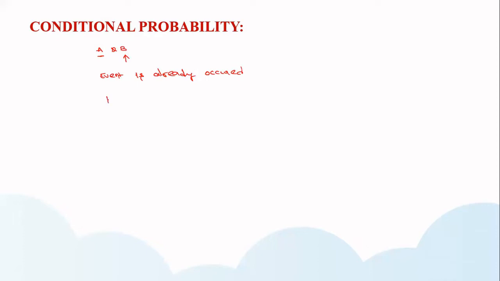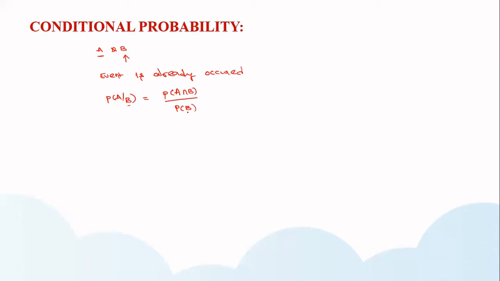So simply I can take probability of A by B, the probability of A for the given event B. This is the way you define the probability of A with respect to the existing event B. That is defined as probability of A intersection B divided by probability of B.